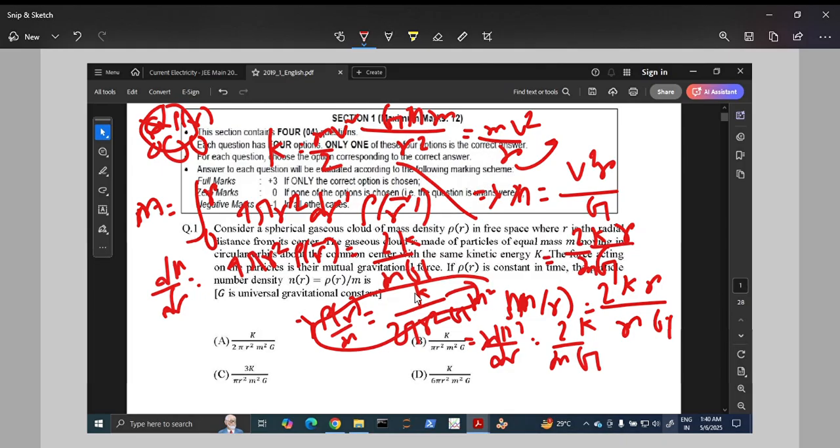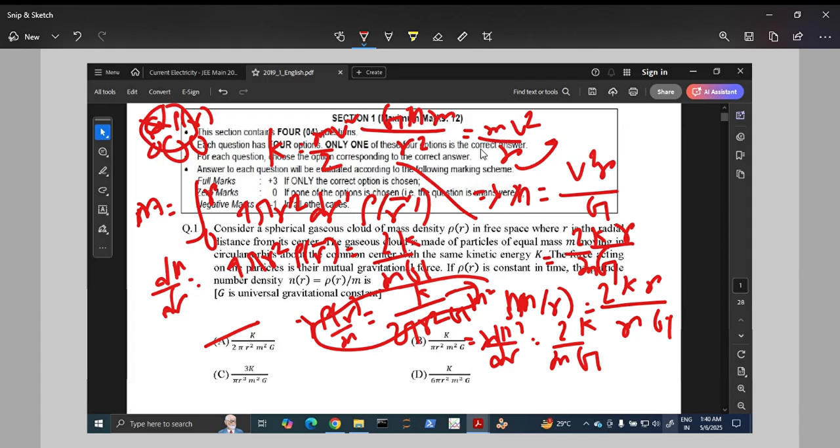So option number 1 is correct. Here is a very interesting problem. Here, given a gaseous cloud of mass density rho(r) in free space, and r is the radial distance from its center. The gaseous cloud is made of particles moving in circular orbits, each of mass m, and the force acting on the particles is the mutual gravitational force. So the mutual gravitational force is balanced by the centrifugal force for any particle of mass m, as they are moving in a circular orbit.